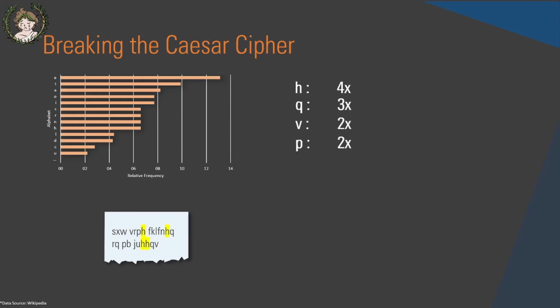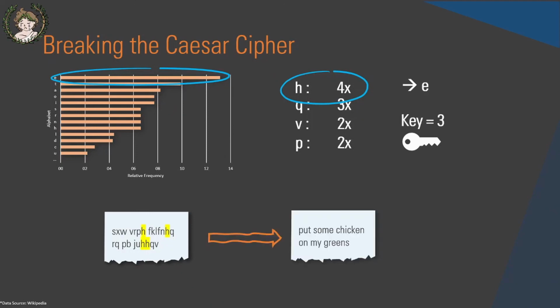If we would have only one guess, it definitely would be reasonable to assume the H in the ciphertext is the E in the original. That means the key must be 3. So we apply the 3 to the decryption algorithm and get "put some chicken on my greens". Seems like an English sentence, so everything worked out.